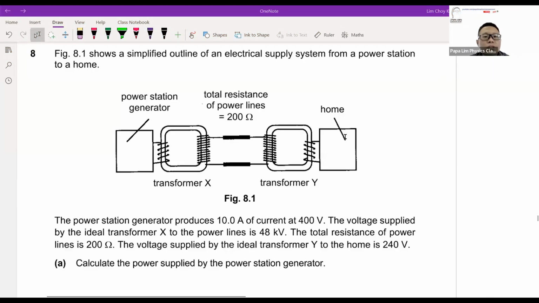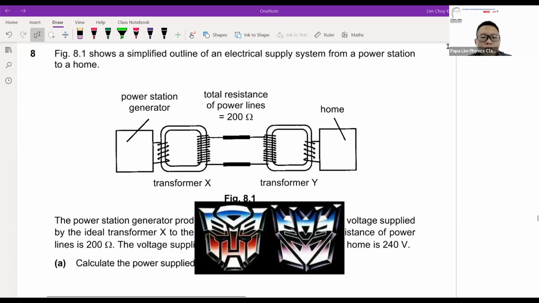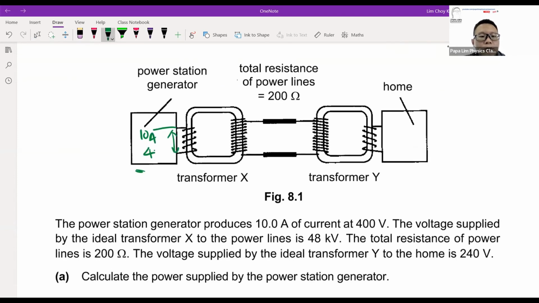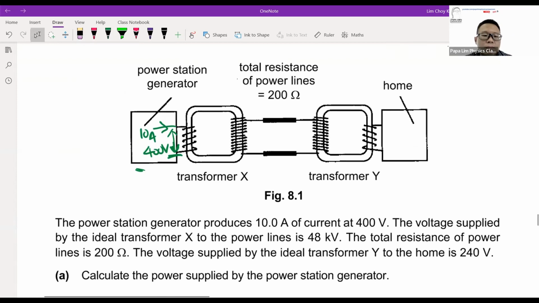For question 8, it is a transformer question, but now instead of 1 you have 2 transformers, X and Y. Let's take a look. The power generator on the left side produces a current of 10 amp, and the voltage across it is 400 volts. I will say this is the primary side of transformer X. Then the total voltage supplied by transformer X is 48 kilovolts.